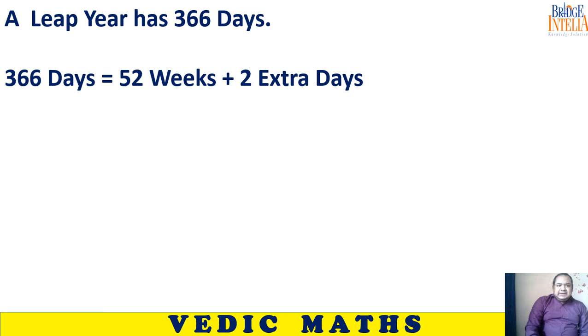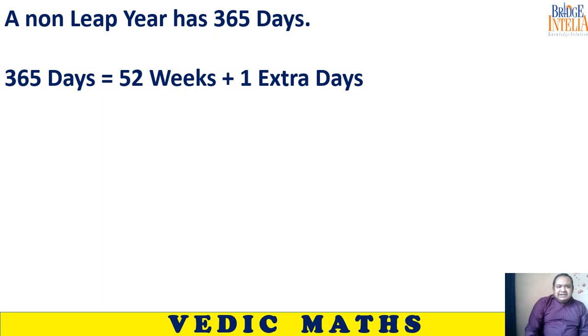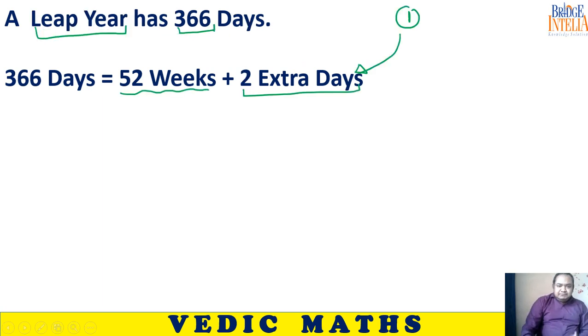Now coming to a leap year. We know that a leap year has one more day as compared to a normal year. A normal year has 365 days, therefore a leap year has 366 days. If you calculate properly, 366 days is equivalent to 52 weeks plus 2 extra days. So a normal year generates one extra day, whereas a leap year generates two extra days. You have to remember this.